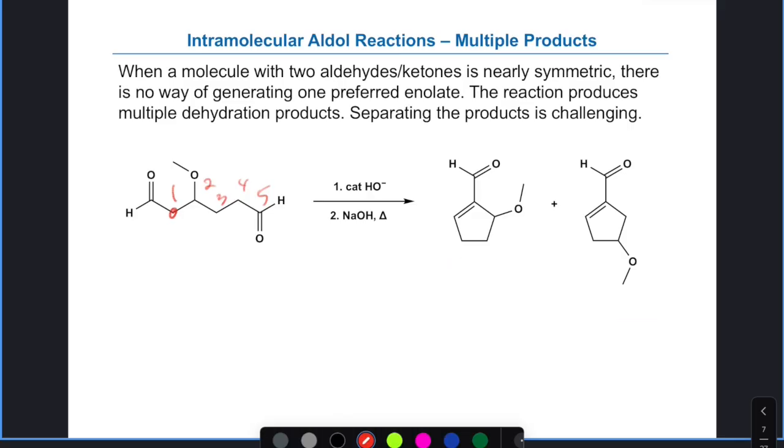The other one would be, if I deprotonate here, this is 1, 2, 3, 4, 5. So you could deprotonate via the red pathway and cyclize between 1 and 5, or deprotonate via the blue pathway, 1 and 5.